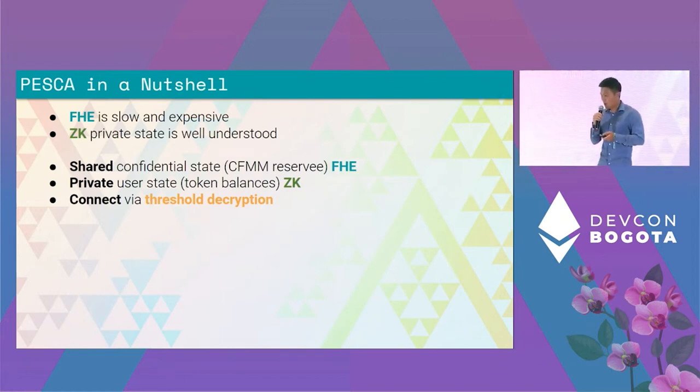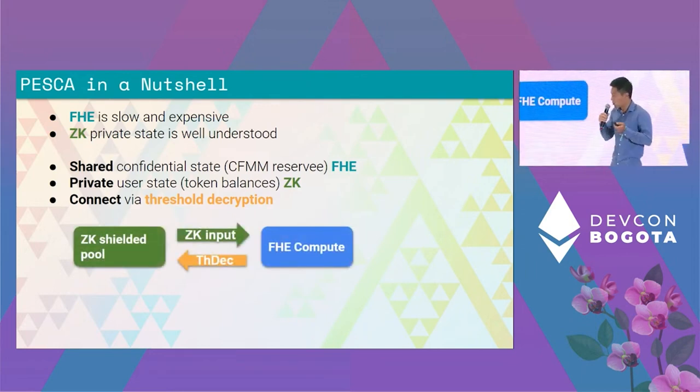So very briefly, what is the challenge here? The challenge is that if you want to make this practical, you have to really think about efficiency. It turns out FHE is really, really slow, way slower than ZK even. So you want to push computation to zero knowledge as much as possible while doing the bare minimum amount of shared computation in FHE, okay? And we're going to connect the two components using threshold decryption. So it's going to look like this.